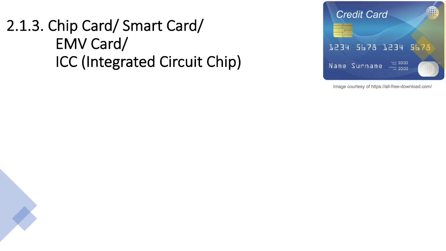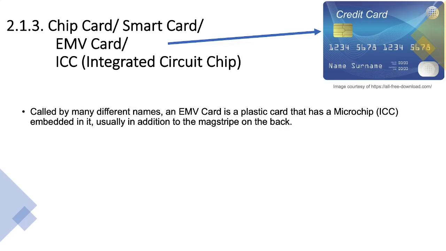Okay, so let's evolve from magstripe to a chip card. So what is a chip card? A chip card is a card that has a microchip embedded in it, right? And it's called by many names.